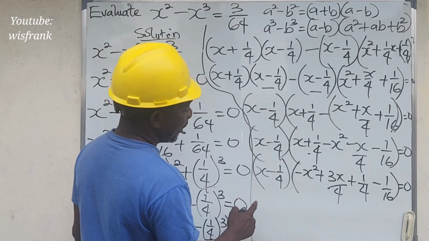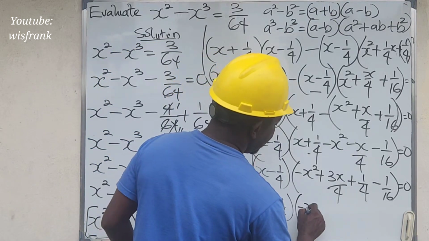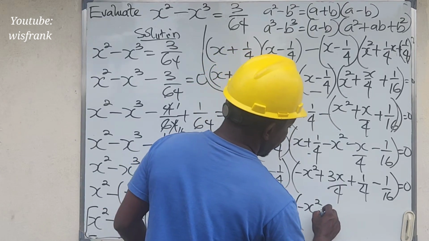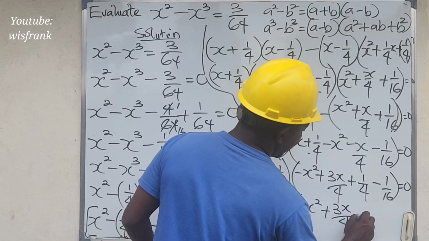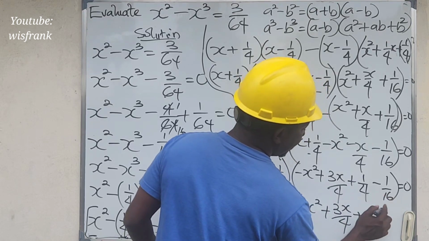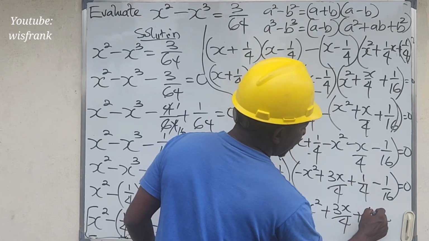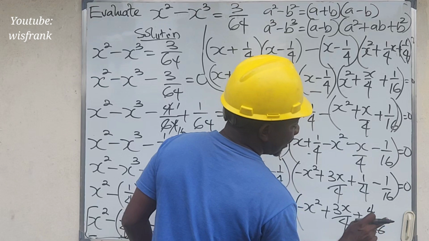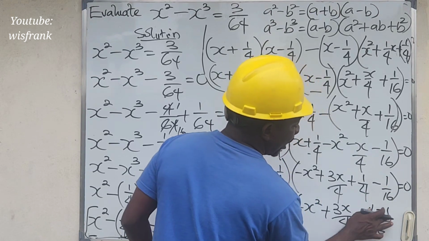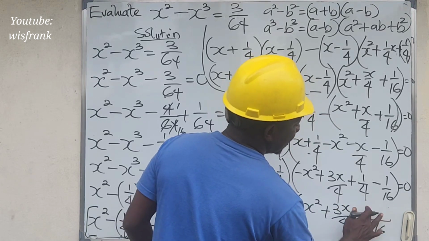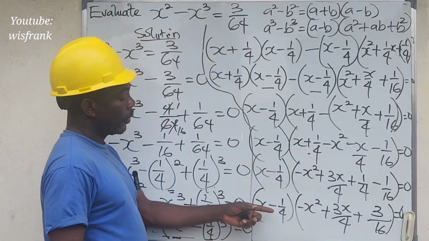So we have this. The next step, this will become x minus 1 all over 4. Then we have minus x to the power of 2, plus 3x all over 4. Then when we add, this will give us plus 3. Taking the LCM of these two, we have 16. 16 divided by 4 is 4. 4 times 1 is 4. Now 16 divided by 16 will give us 1. 1 times 1 is minus 1. Therefore, 4 minus 1 will give us 3 all over 16. So this will become 3 all over 16, all equals 0. So that is what we have now.